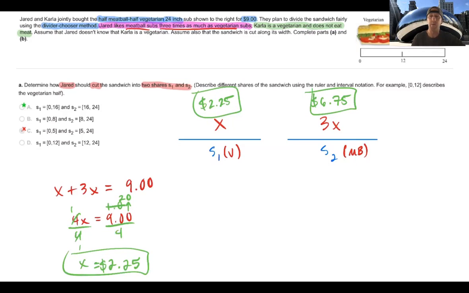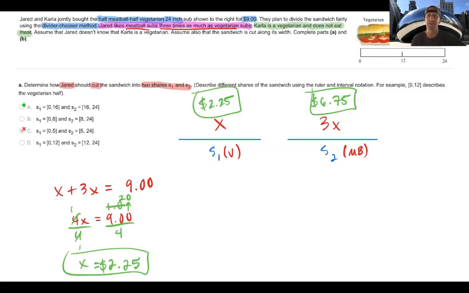Now we want to know how much each of these is worth, and we now have that. And remember, this should add up to a total of $9, which if you add up the 2 and the 6, you get 8, 25 cents and 75. There's your 9. So we want to know what proportion of this whole sandwich Jared should make the cut at. Because remember, he is not privy to the information that Carla is actually a vegetarian. She doesn't want any part of the meatball.